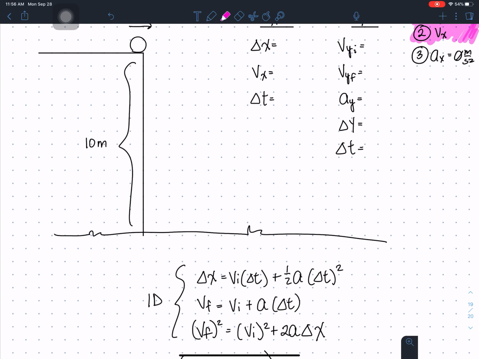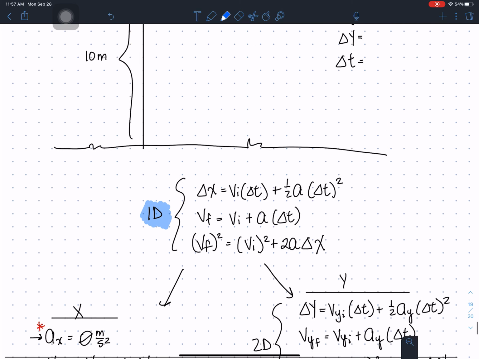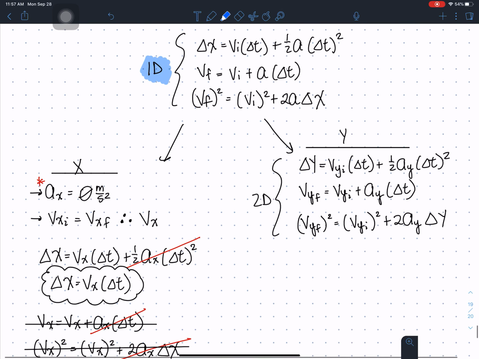So you see here, and I'll highlight that in blue, our kinematic equations for one dimension. Delta x equals VIT plus 1/2 AT squared, VF equals VI plus A delta T, and quantity VF squared equals quantity VI squared plus 2A delta x. From these equations, we get our two-dimensional kinematic equation toolbox in both the x and the y. So let's look at the y direction first.